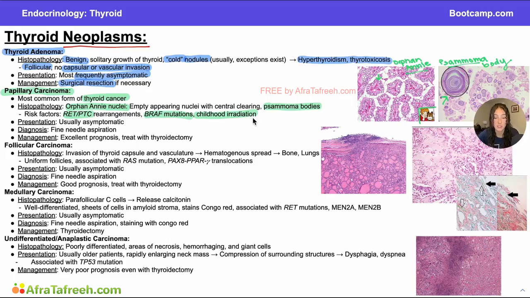So it's great to look out in a question stem for whether the patient had a different type of cancer that was treated with radiation in childhood, increasing their risk for papillary carcinoma. Papillary carcinoma is also usually asymptomatic, and we would diagnose it with a fine needle aspiration.